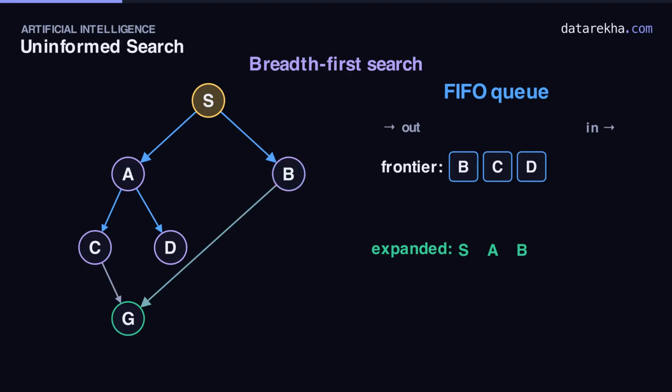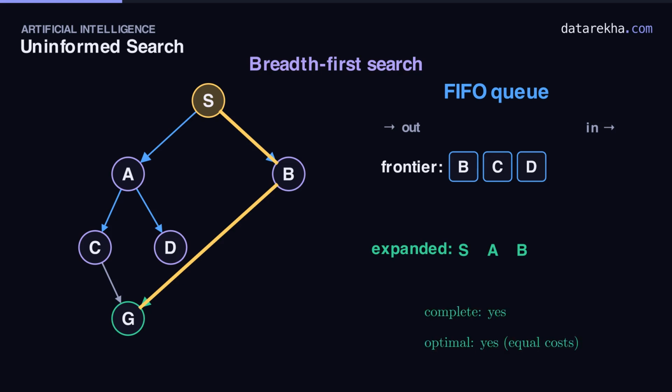Now B comes off the front. Expand it. And its neighbor is the goal, G. The very first time breadth first search reaches the goal, it does so by the fewest possible edges. Here that's just 2, S, B, G. That guarantee is what makes BFS shine.